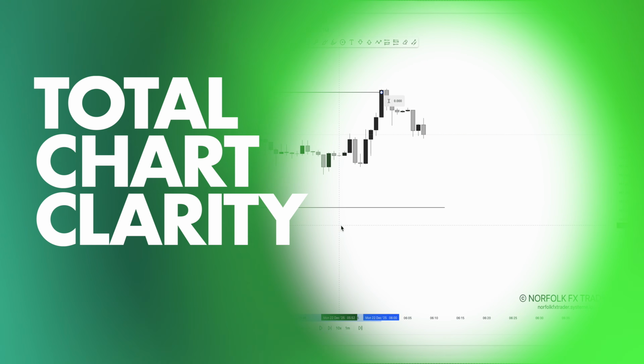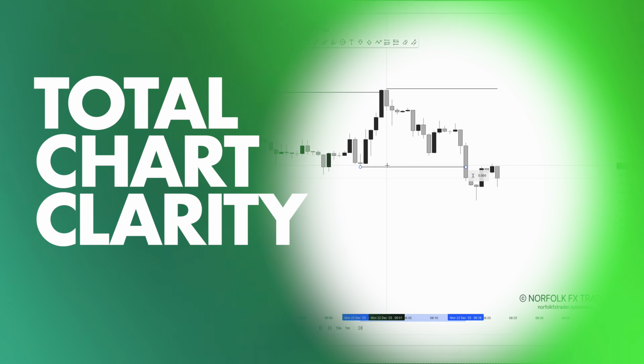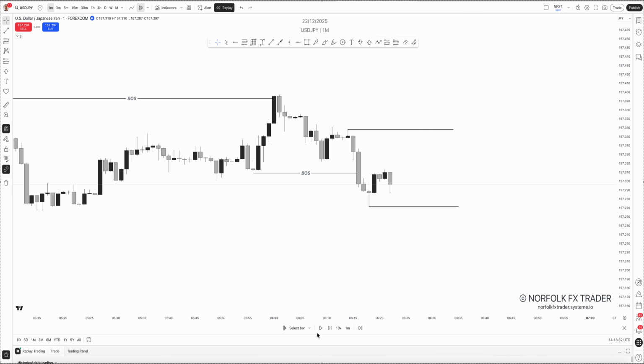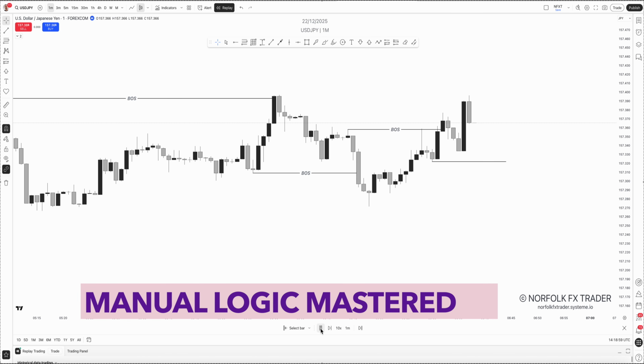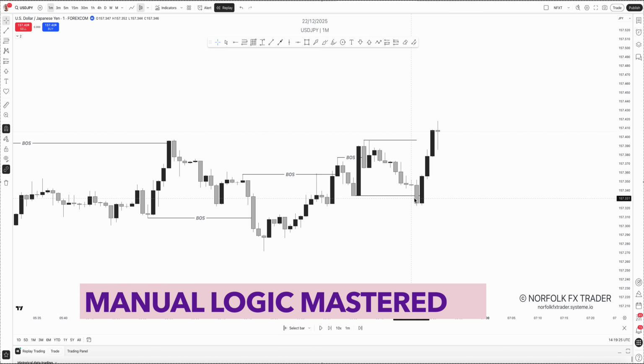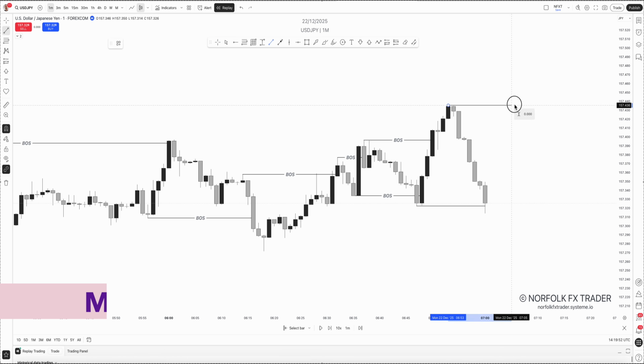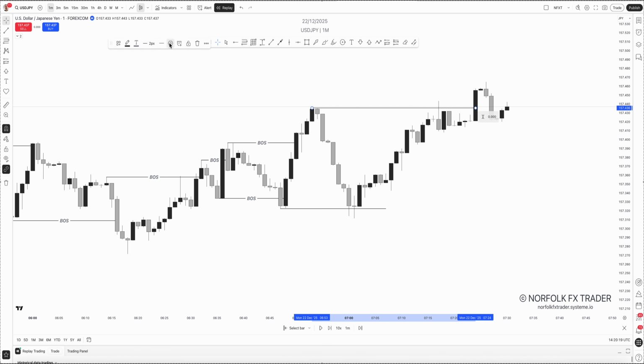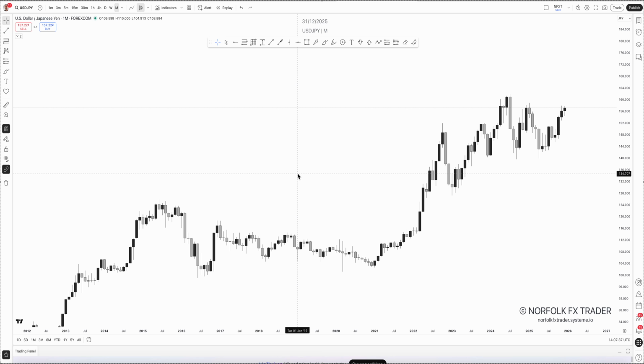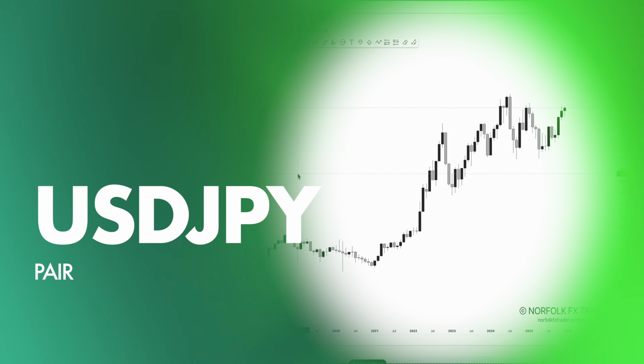Mapping the market doesn't have to be complicated or subjective when you use structure mapping. Today, you will master the logic to simplify market structure on any time frame and achieve instant clarity. The path to consistent professional chart mastery starts right now. I'm going to show you how to master this market structure on the US dollar Japanese yen pair today.